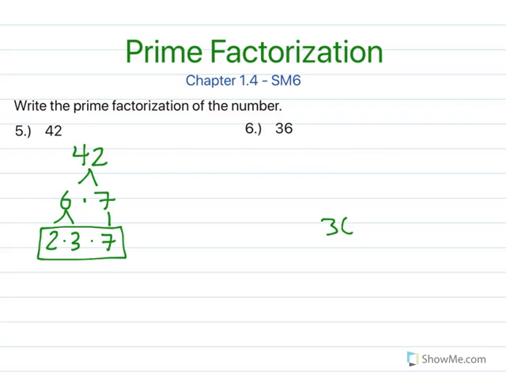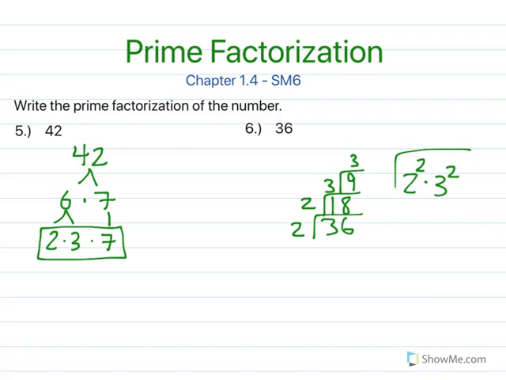Take the 36, and I would divide by prime numbers. So I can divide by 2. 36 divided by 2 is 18. I can divide this again by 2, and I get 9. I can divide this by 3, and I get 3, and I'm all done. So 2 times 2 is 2 squared, times 3 times 3, 3 squared.